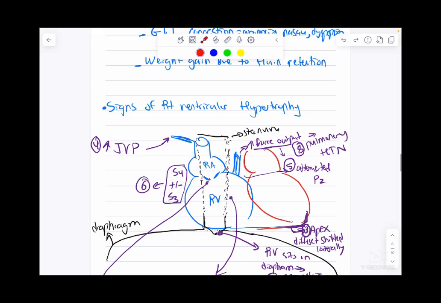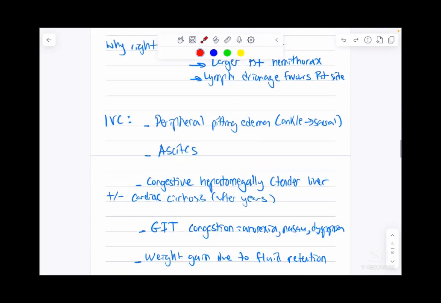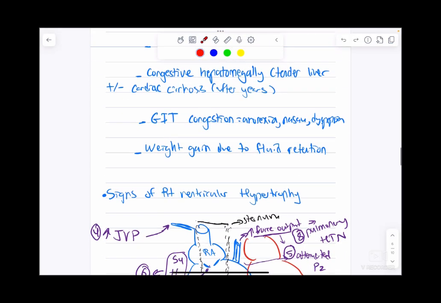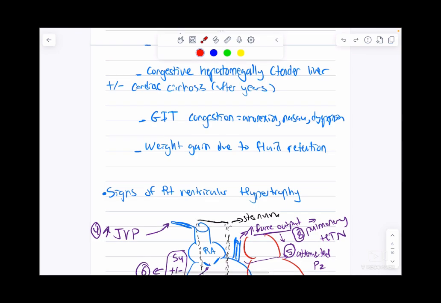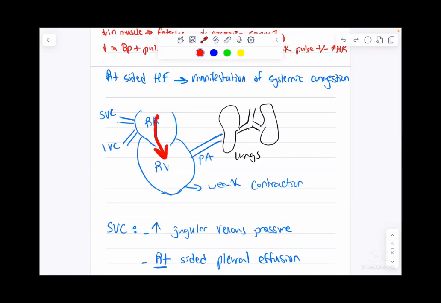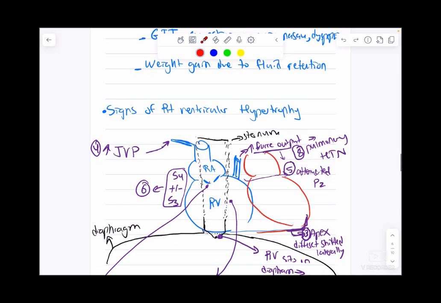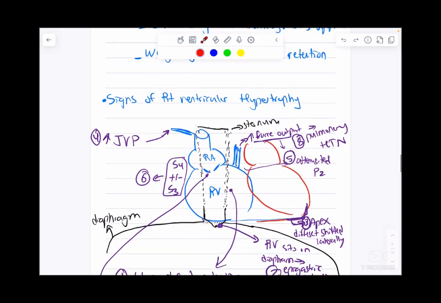Now let's talk about right ventricular hypertrophy. Right ventricular hypertrophy is usually prior to right-sided heart failure, so you need to recognize the signs of right ventricular hypertrophy. The heart, to compensate for the increased blood flow to the right ventricle, is going to hypertrophy. It's going to try to work hard, but eventually this is going to lead to heart failure. So this is why it's important to pay attention to the signs of right ventricular hypertrophy.